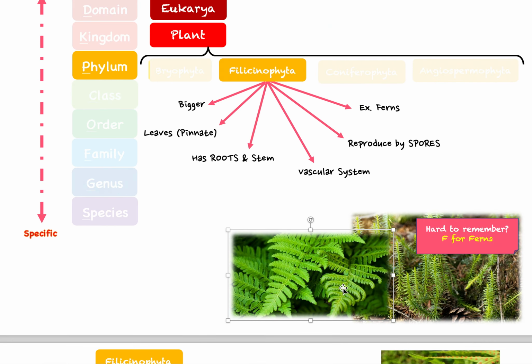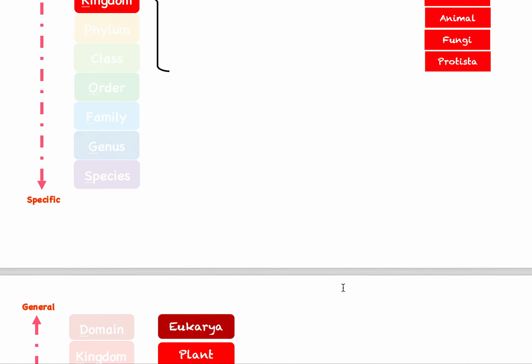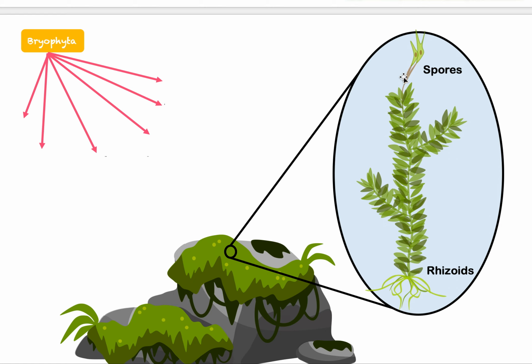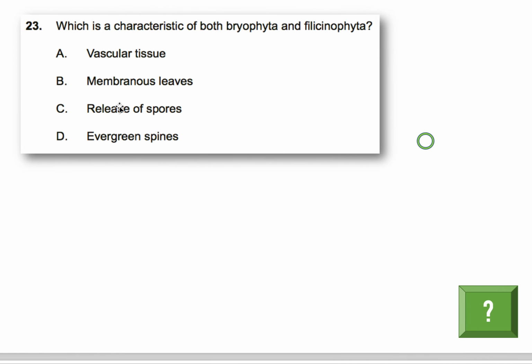Now both Phyllocenophyta and Bryophyta have this. Let me show you. Bryophyta, where's Bryophyta? It also has it, but see, here it is. But their spores are located really high. It's not on the leaves, it's like up here. But regardless, both Bryophyta and Phyllocenophyta have spores. So it's going to be C. We know it's going to be C. That's something we were clearly taught.